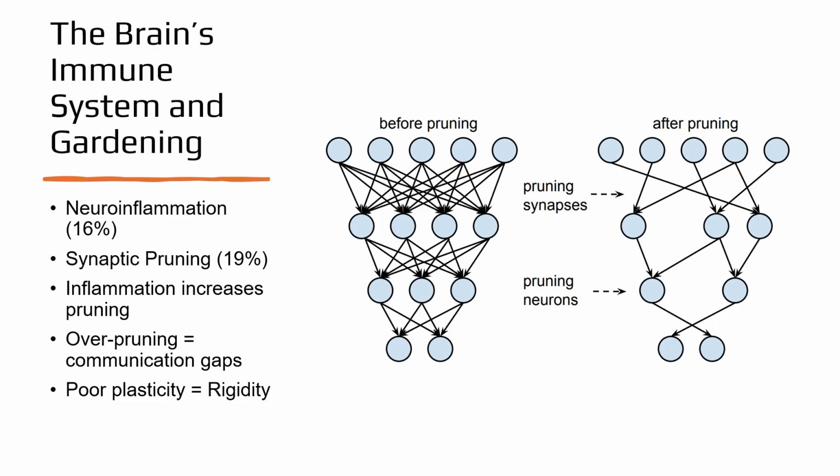This over-editing is why we see rigid behaviors and communication gaps. The brain physically lacks the synaptic flexibility to adapt to new environments. The gardeners are cutting away at the synapses required for social nuance and verbal communication. This creates a physical gap in the brain's architecture.